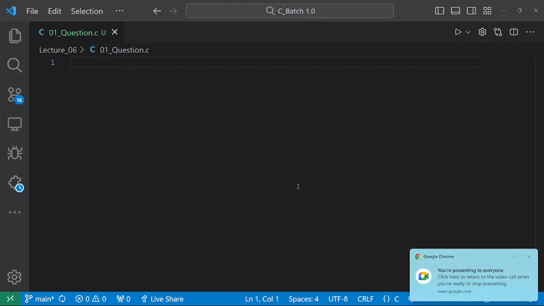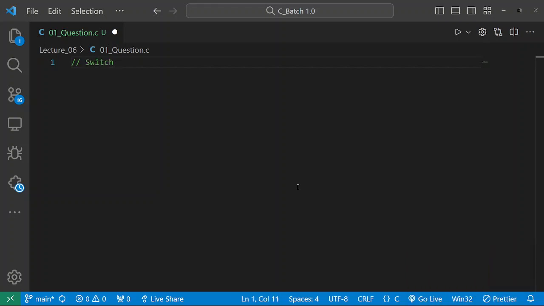So yesterday, as mentioned, we covered the switch statement. But today we are going to see a good example. Yesterday we saw a basic example of how switch cases generally work, okay? So today we are going to see a question on it.